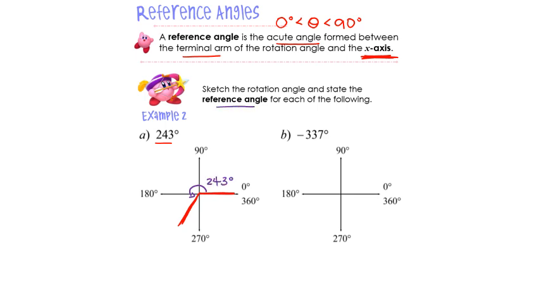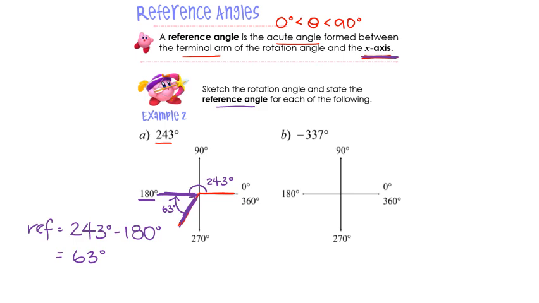Now, if I want to find the reference angle, it's always got to be the angle that is closest to the x-axis. So in this case, the x-axis that our terminal arm is closest to is 180 degrees. So if I want to figure out the reference angle in between the x-axis and our terminal arm, all I would have to do is take our angle of 243 degrees and subtract 180. And then the difference between those two angles is 63 degrees, which means that our reference angle is 63.